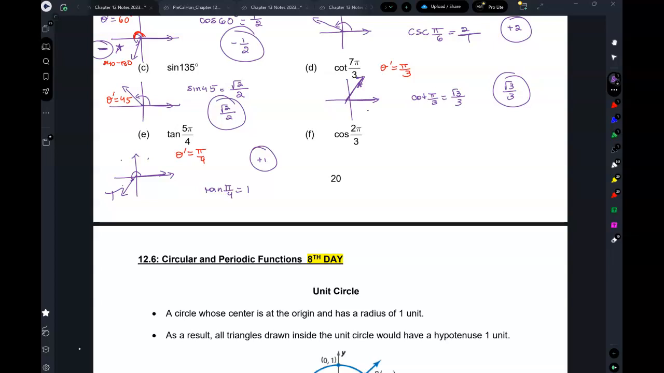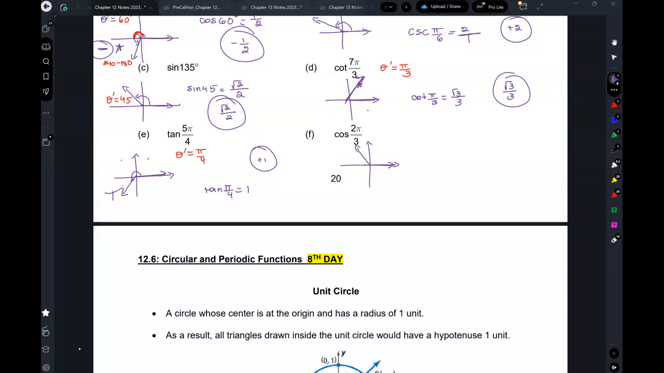Okay. 2 pi over 3. Let's see where it is. Go ahead and draw it, and then I'll ask you what quadrant you think it's in. Ready? Who says quadrant 1? Who says quadrant 2? Who says quadrant 3? You have to vote. How about quadrant 4? So 1 pi over 3, 2 pi over 3 is in quadrant 2.